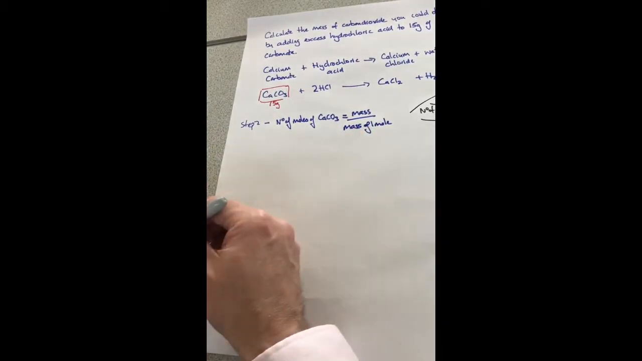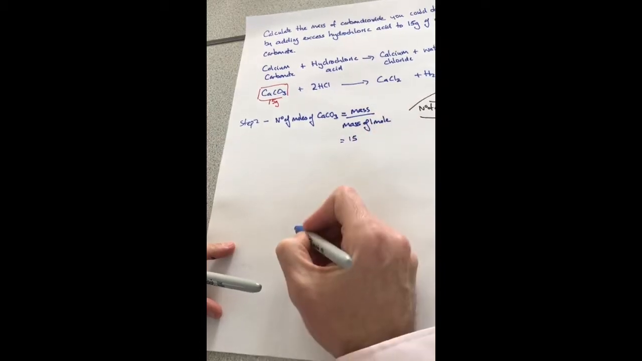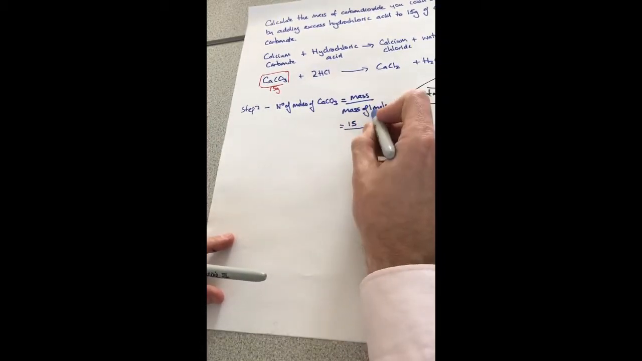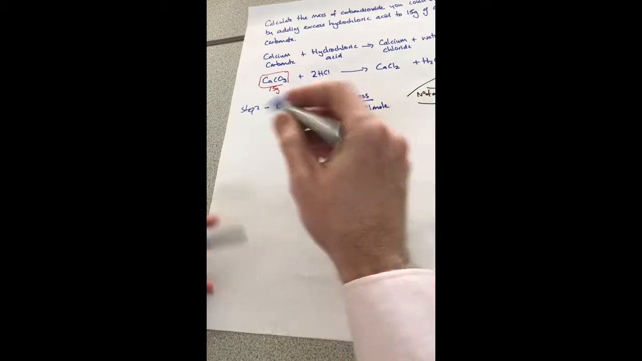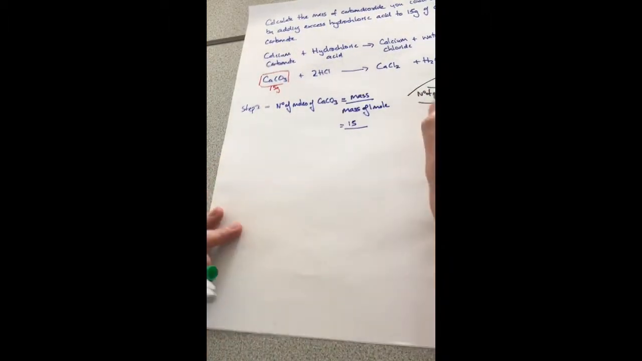So now let's put some numbers in. I know the mass from the question is 15 grams. I've got to calculate the mass of 1 mole. So my chemical is calcium carbonate. I'm going to flip to a green pen over. This is going to be my working out over here.